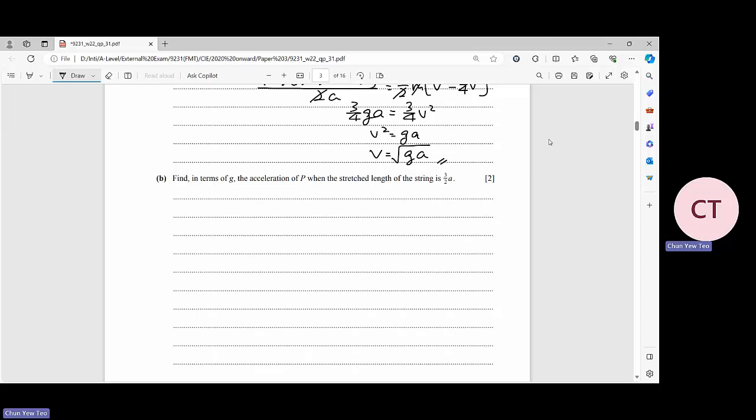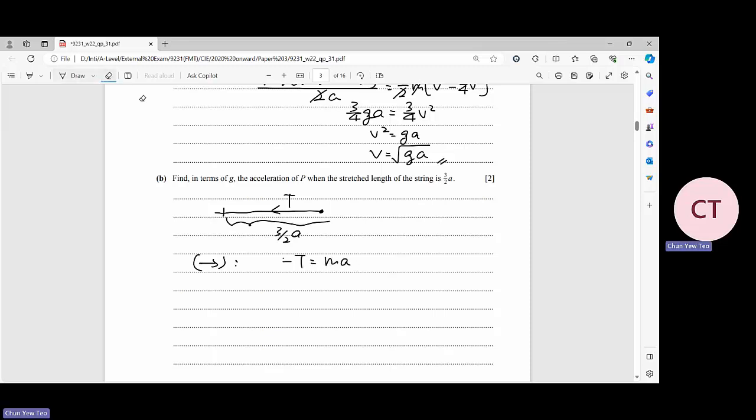Find in terms of G the acceleration of the B when the stretched length of the string is 3 over 2a. So that means when you stretch until here, what is the acceleration? So according to Newton's law, you will be having actually negative T equal to the ma.